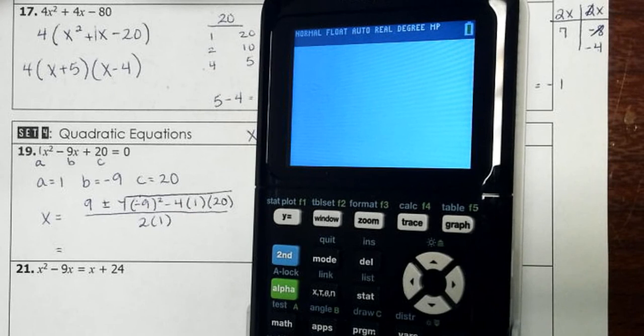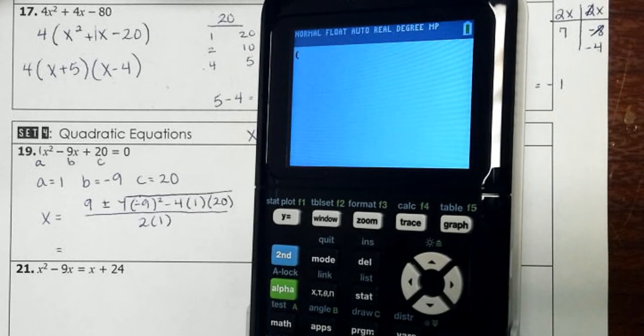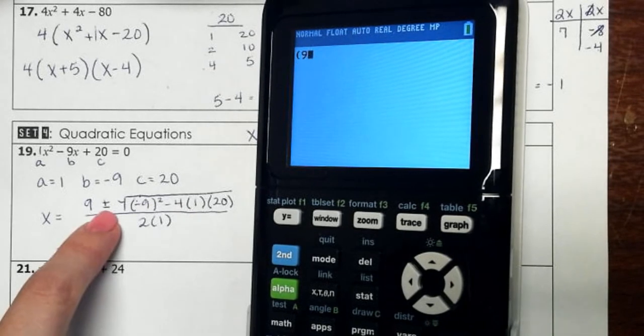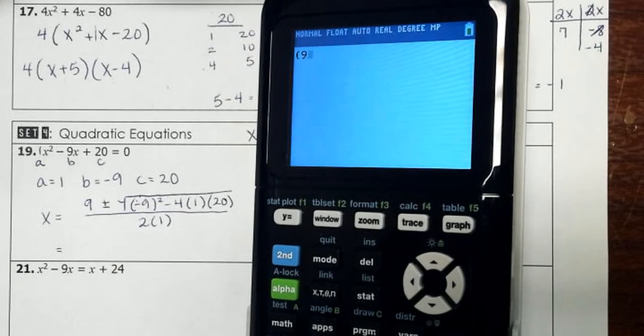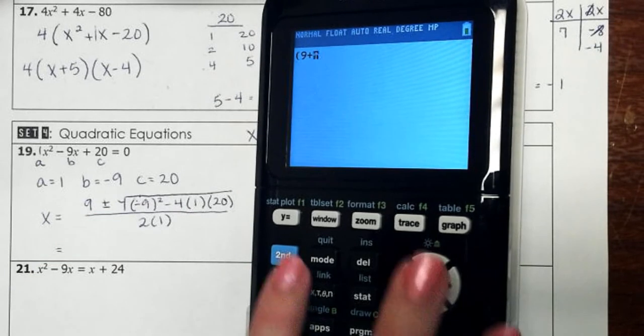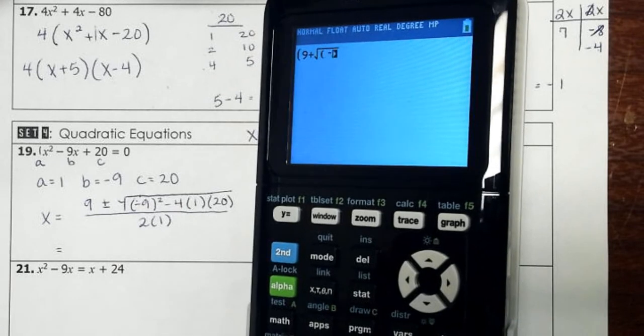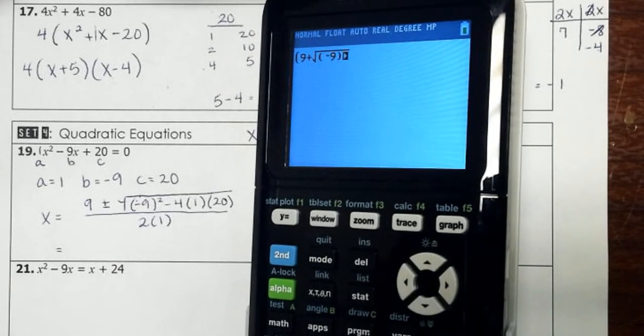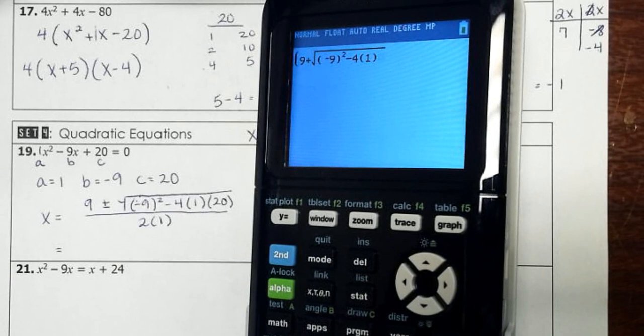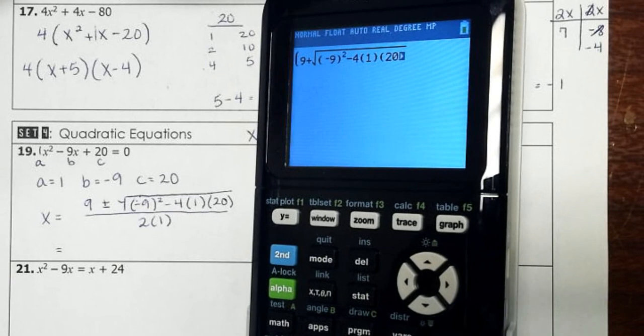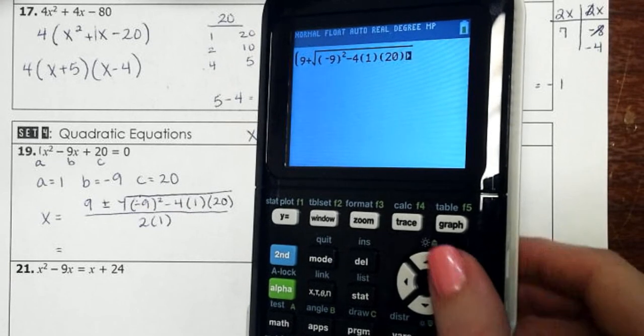I'm going to put a parenthesis, 9. Notice how it says plus or minus. We're going to start with a plus. And then you're going to start your square root. You're going to put negative 9 in parentheses squared, minus 4 parentheses 1 parentheses 20. Now you want to make sure that you get out of the square root, okay?